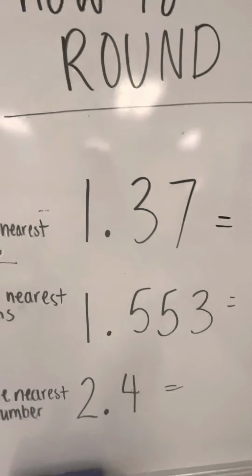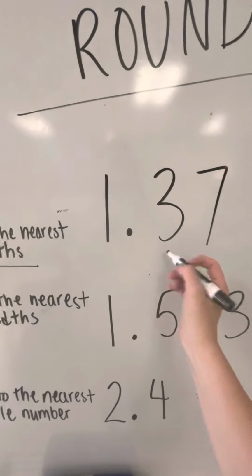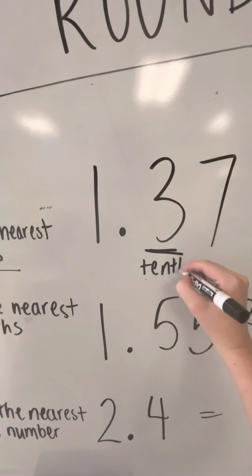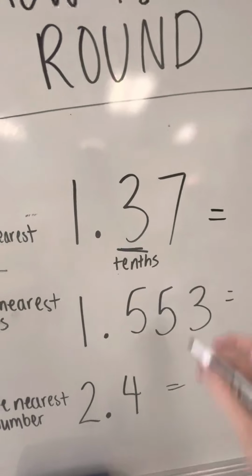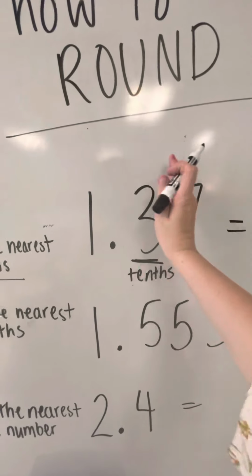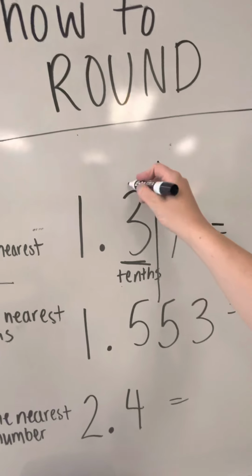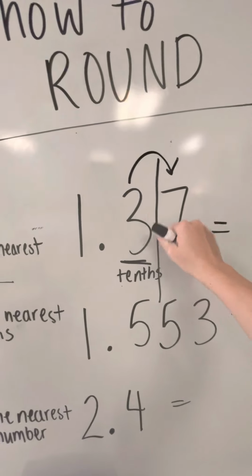The first thing I like to do is underline the tenths place, okay? I know that is right here. Then I need to draw my back door behind the place value that we're rounding to. There's my door. I need to knock on the next door neighbor's door.